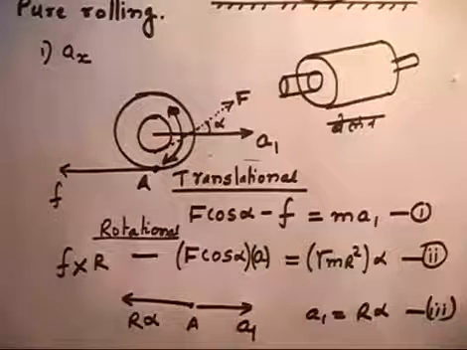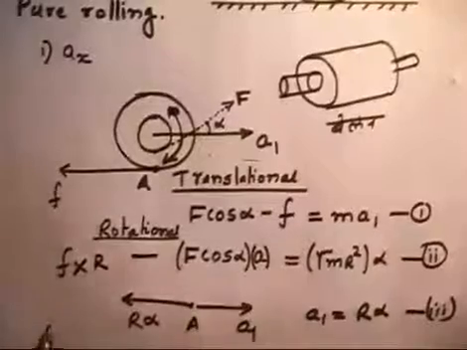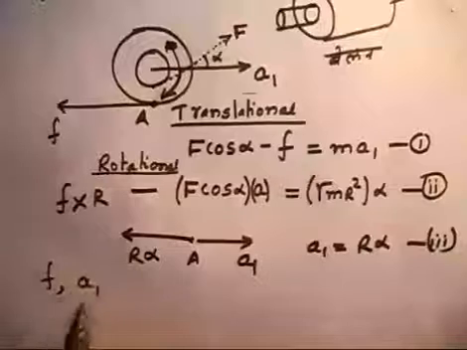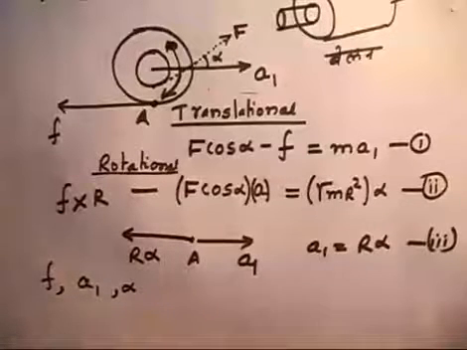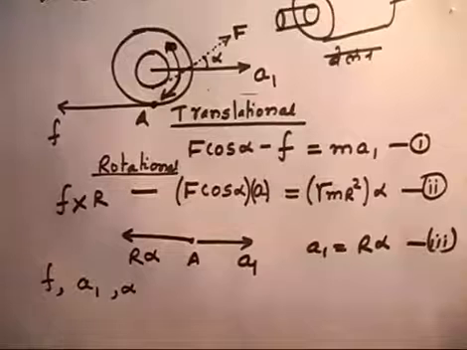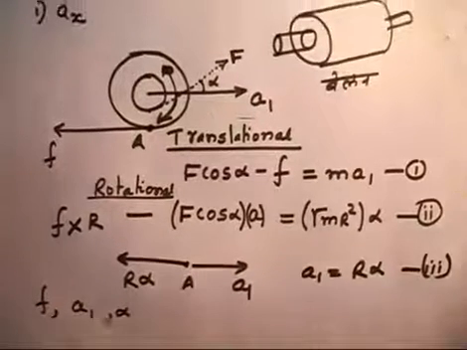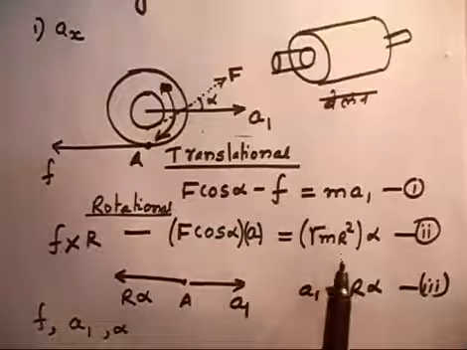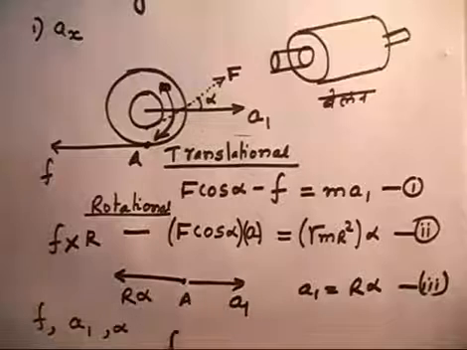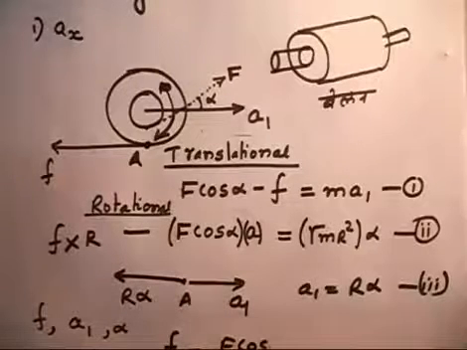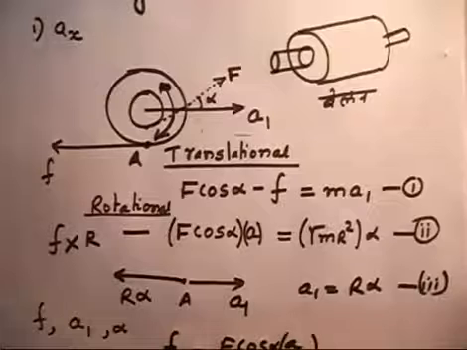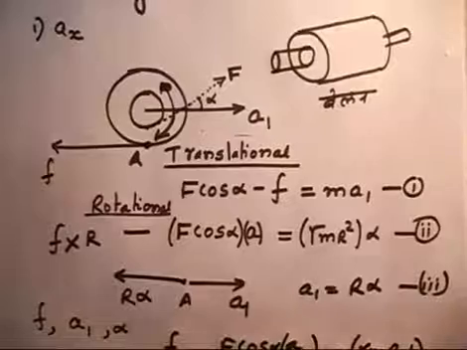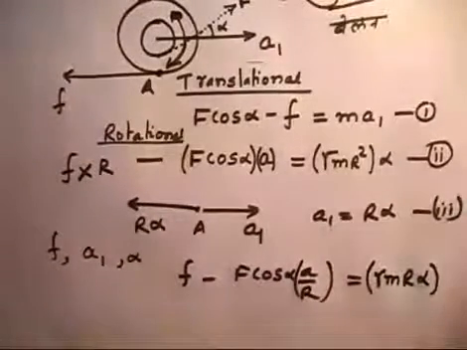Now we have three equations to solve. I have unknown F, I have unknown A1, and I have unknown alpha. I can solve for F, A1 and alpha. So let us solve for A1. How can we solve for A1? If I divide equation 2 by R, equation 2 becomes F minus F cos alpha a by R is equal to gamma mr alpha. So equation 2 is now this, if I divide by R.